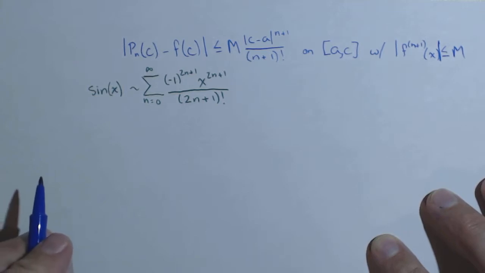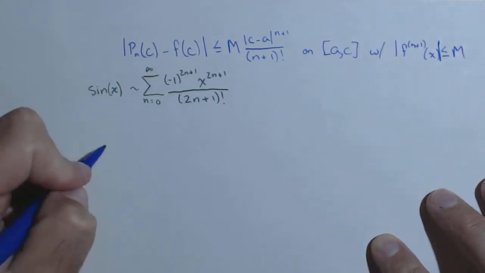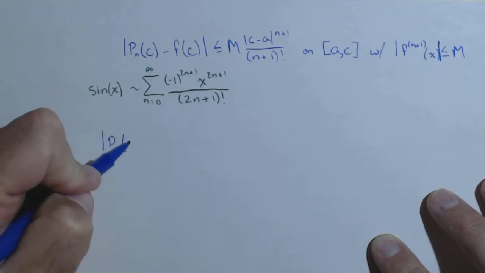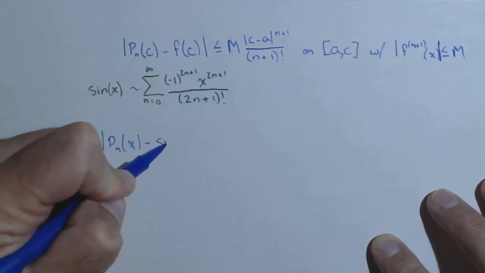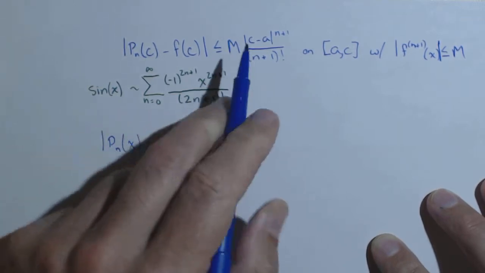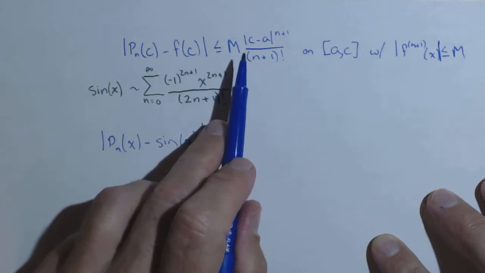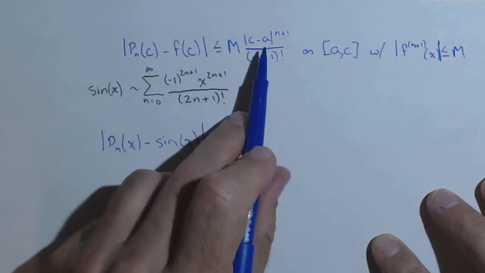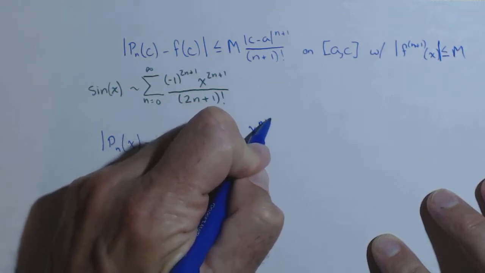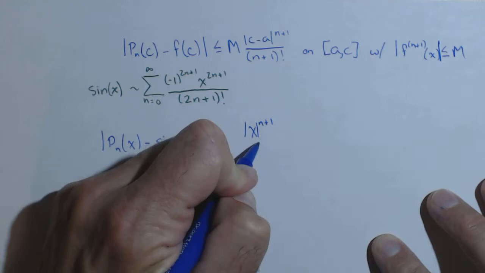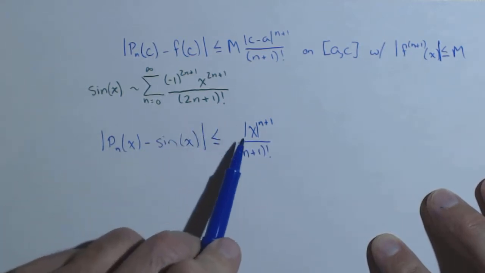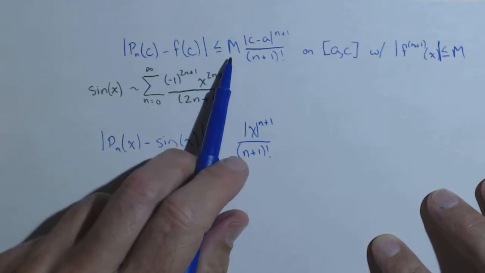So let's see how this is going to play out. First off, we're looking in general, so the nth degree Taylor polynomial of sine of x, just evaluated at x, minus sine of x, is going to be less than or equal to something here. Now we're centering this one at 0, so a is going to be 0. So this is going to be the absolute value of x to the n plus 1 over n plus 1 factorial. And the only thing I need is that M value here.